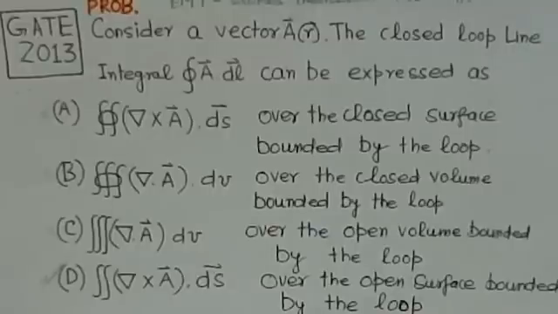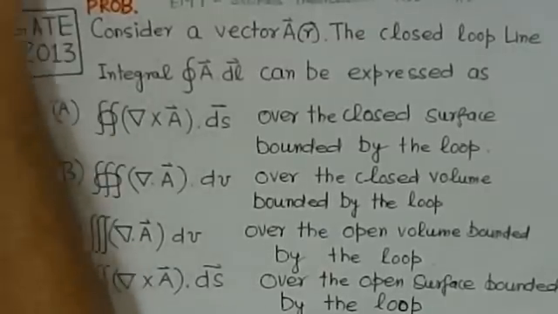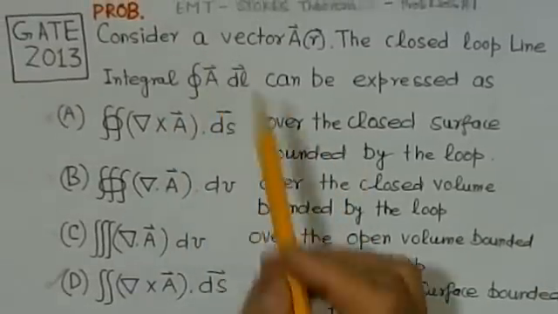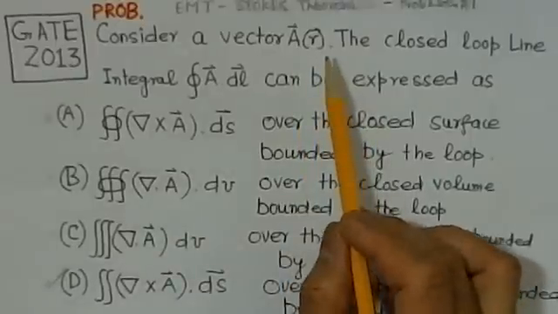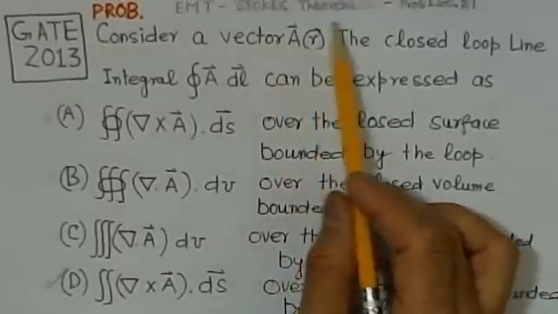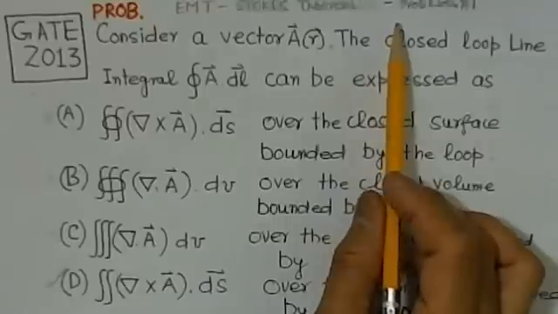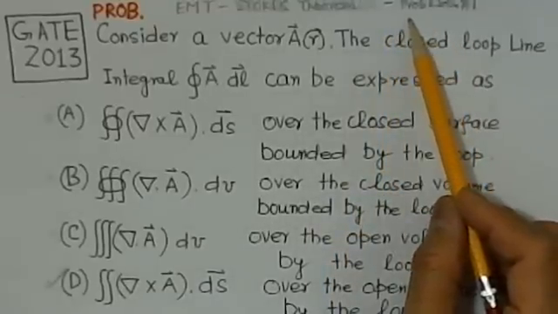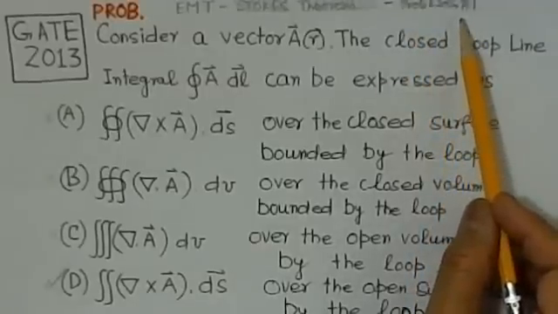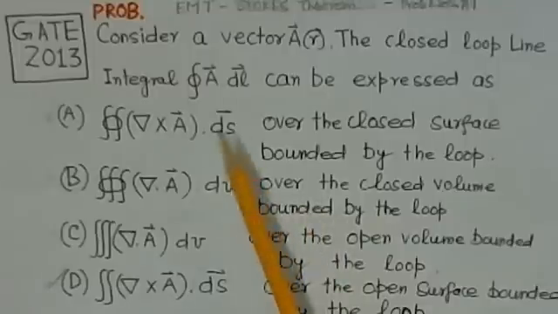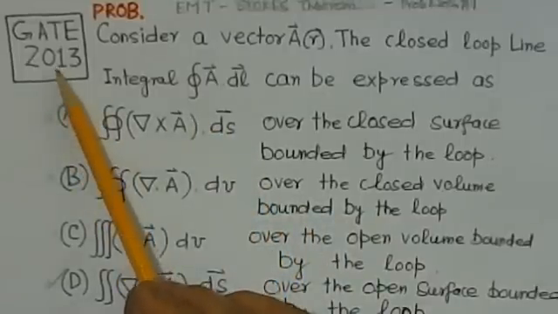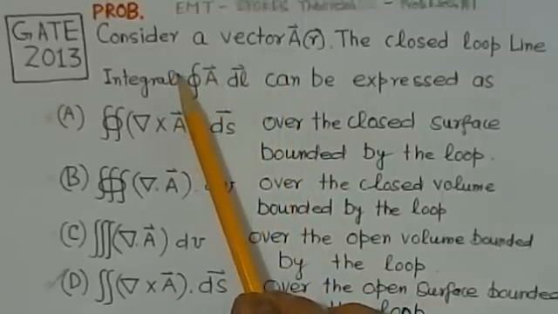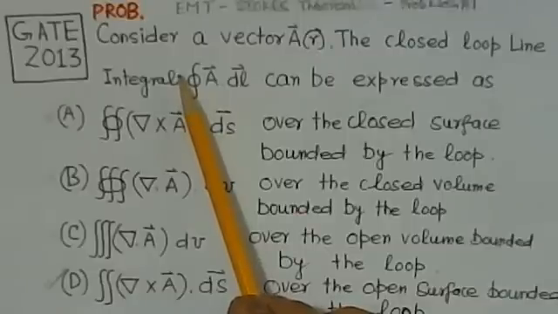Here we'll discuss two problems from the area of electromagnetic theory and from the subtopic of Stokes theorem. There have been two problems which have mainly come in the GATE examination based on the Stokes theorem. The first problem is of GATE 2013, and the other problem which we are going to talk about is of GATE 2009.